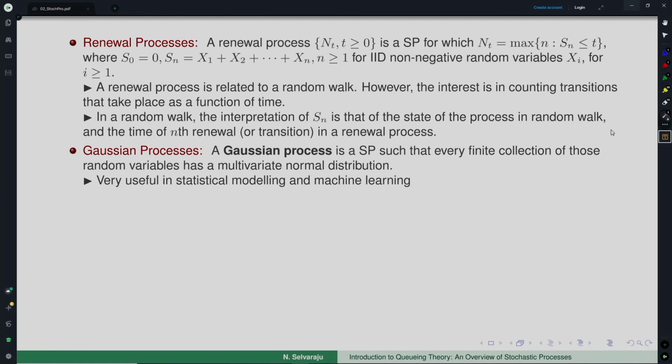Then a Gaussian process is one where all the finite dimensional distributions are multivariate normal distributions. Then you call the process a Gaussian process. For example, this is very useful in statistical modeling, machine learning and so on.